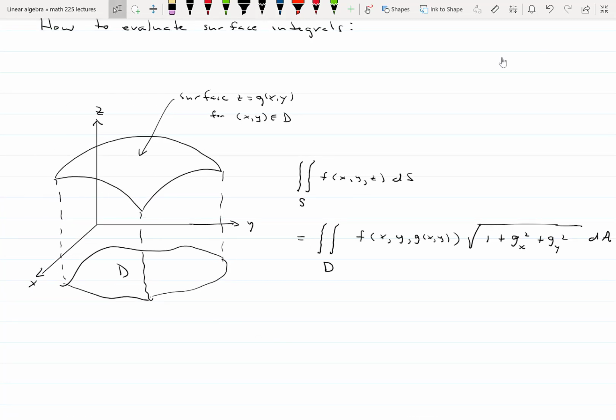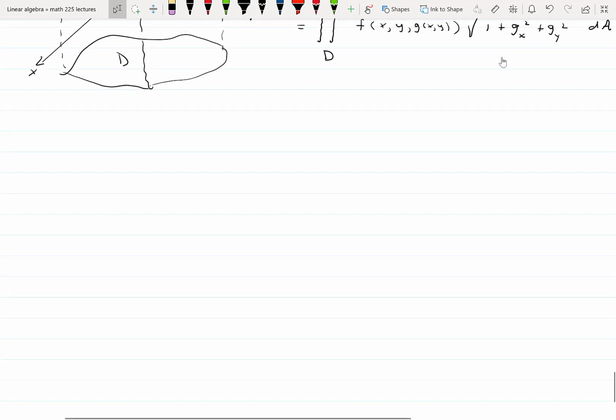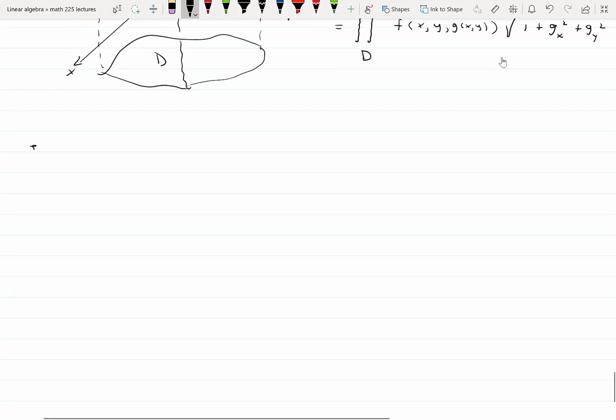So very similar to line integrals. For line integrals, we stuff the curve into the integral and evaluate it as a regular Riemann integral. For surface integrals, we stuff the surface into the integral and evaluate the resulting integral as a double integral. Okay, let's look at some specific examples. Example.